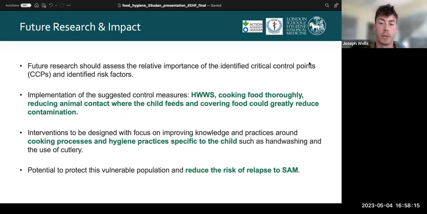So that includes hand washing with soap, cooking food thoroughly, reducing animal contact where the child feeds, and covering food could greatly reduce contamination, especially focusing on practices that involve the child, such as hand washing and using cutlery, may greatly improve or reduce food contamination within the household. And implementing these simple interventions may help to reduce the risk of relapse to severe acute malnutrition.